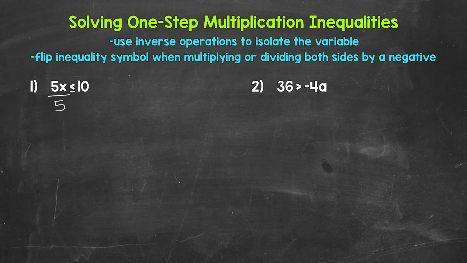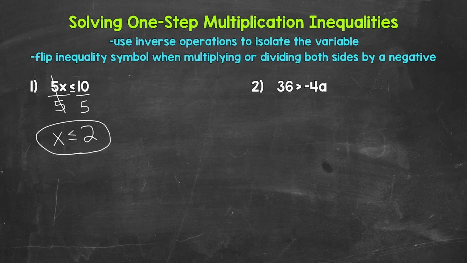Now, whatever we do to one side of an inequality, we must do to the other in order to keep it balanced. So divide the right side by 5 as well. Now, as far as the left side, these 5's cancel each other out. X is now isolated. So we have x is less than or equal to, and then on the right side, 10 divided by 5 gives us 2. X is less than or equal to 2. So any value less than or equal to 2 is a solution of this inequality.